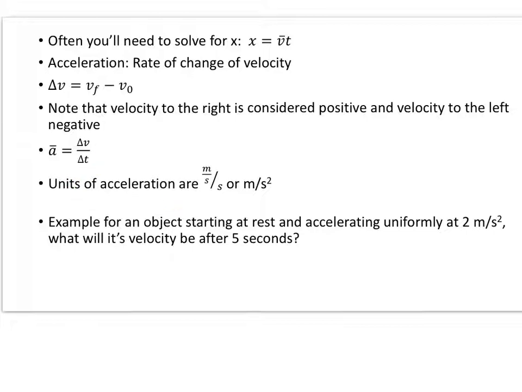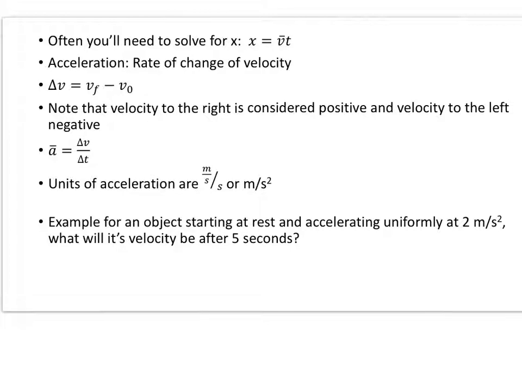The units of acceleration are meters per second squared, and the way that we get that is that the units for the change in velocity are meters per second, and we're dividing that by units of time, which is seconds. So if you work this out, just algebraically, meters per second divided by seconds, you will come out with meters per second squared.